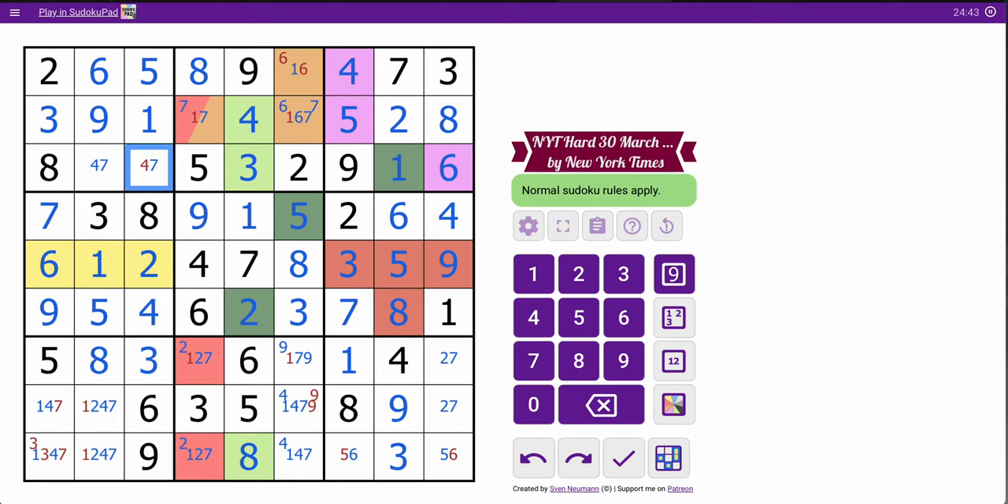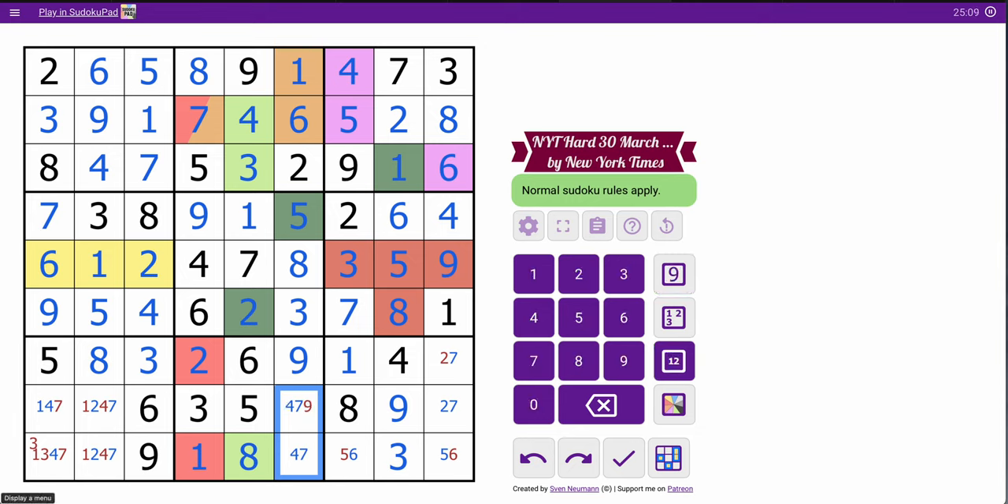That's a 4 to fill the box. 7 and 4 are placed. 7, 6, and 1 are placed. That must be 2. That must be 1. Okay, this can't be 9, so that one is. Now that's a 4-7. Interesting. See, this is not 1 or 4. Neither is that one 1 or 4.